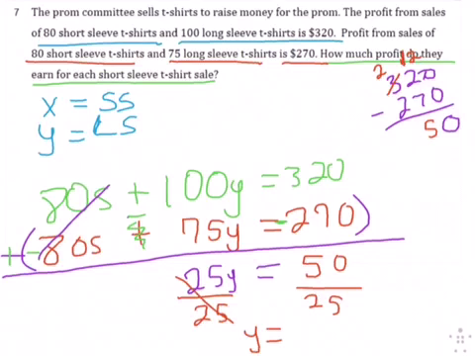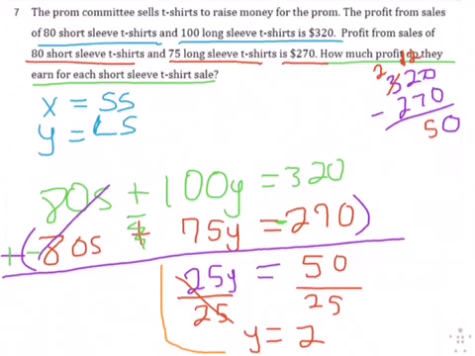And Y equals 2. So now we need to go back and see, are we done? How much profit do they earn for each short sleeve t-shirt? We know Y is long sleeves, so they earn a profit of $2 for the long sleeve t-shirts. But that's not what we wanted. What we want is how much profit they earn off a short sleeve t-shirt. So I need to plug 2 back in for Y in either equation and solve. I'm going to put a little box down here, so you know I'm done there. And I'm going to go over here and do that math.